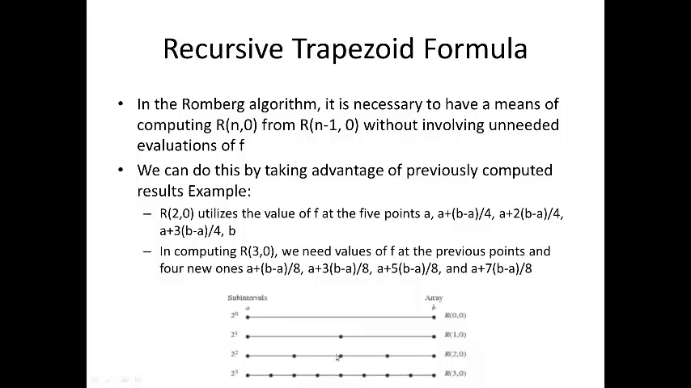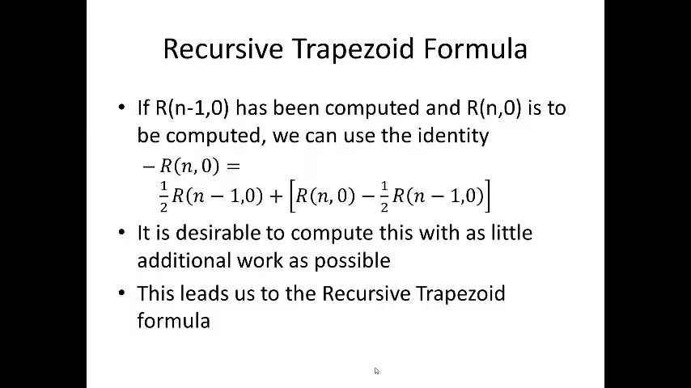But we keep track of those previous points, and then we don't have to recompute them, and it's going to save us some computations. So, if R(n minus 1, 0) has been computed, and R(n,0) is needed, then we can use this identity to compute R(n,0). It's desirable to compute this with as little additional work as possible, and that's going to give us the recursive trapezoid formula that's shown in Theorem 2.